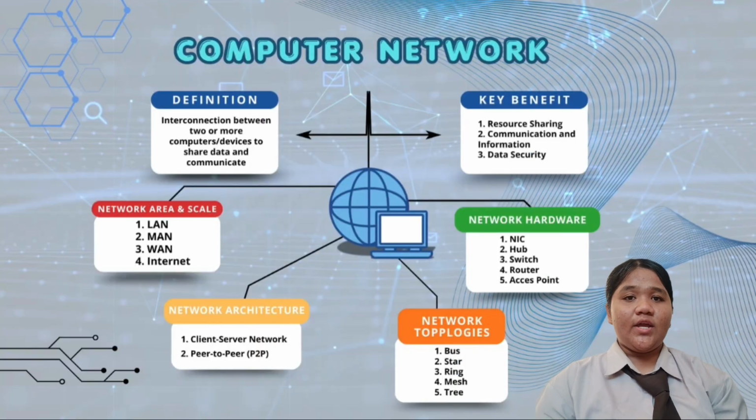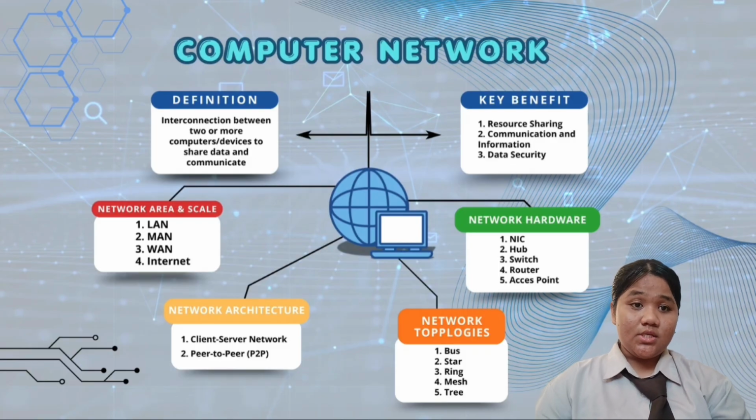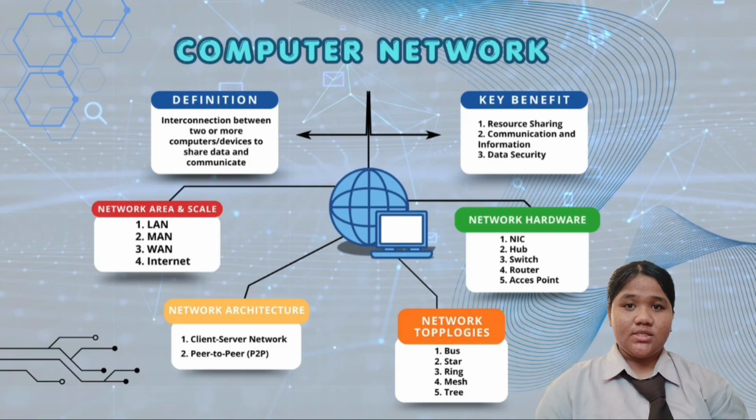Now, before we look at the PowerPoint slides, please take a look at this mind map on the screen. To make it easier for all of us, I have simplified the entire module into 6 main branches, starting from the core concept, network scale, architecture, core hardware, advanced devices, and finally topologies. Let's explore them one by one.